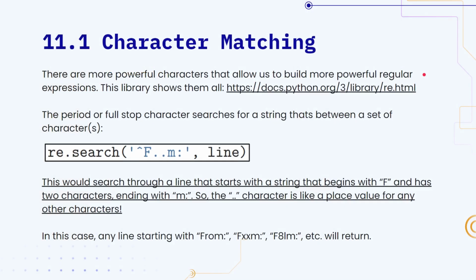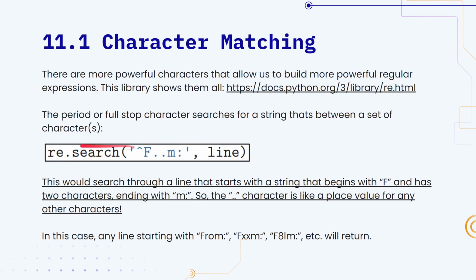If you want to look at all the possible special characters and operations in regular expressions, you're welcome to visit this link, which shows them all. But moving on, we're going to move on to the next special character, which is the period. And the period can be considered a placeholder symbol.